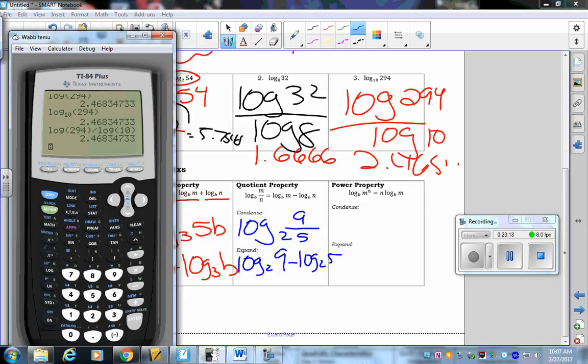So if I go and do math, go up to A, I've got log base 2 of 9/5. Okay, so if I do log base 2 of 9 minus log base 2 of 5, I should get the same exact answer. And I do. Okay, so they do work out, just so you know. So writing it as one log with division can be written as 2 logs subtracting.